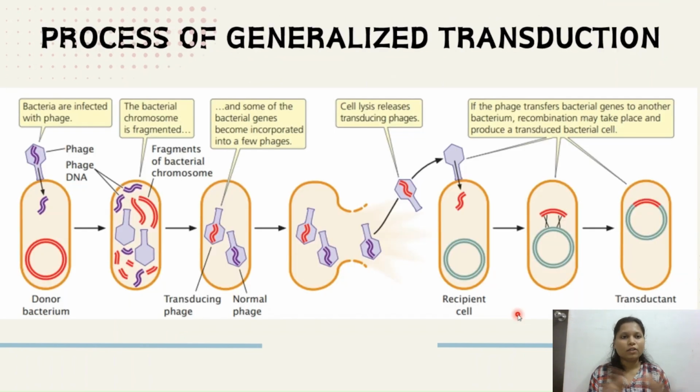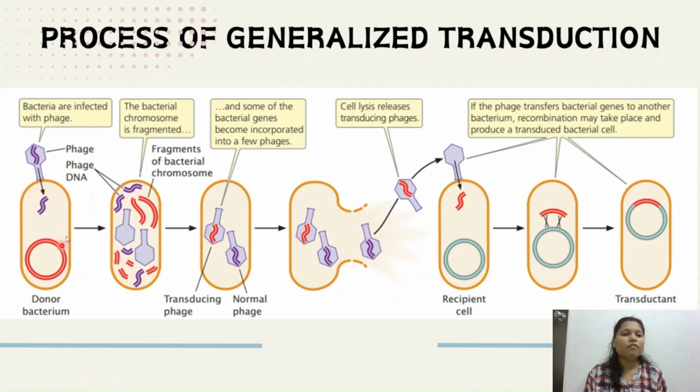Then we have the actual process of generalized transduction, which will give you a better idea of what is actually happening. First and foremost, the bacteria are infected with the phage. That is, the phage introduces its own DNA into the donor bacterium. The donor bacterium is the one which is infected by the phage for the first time, from which the genes are transferred.